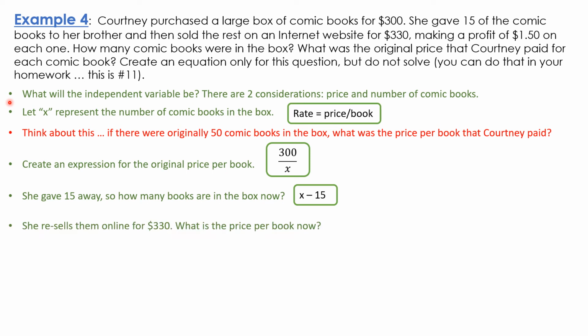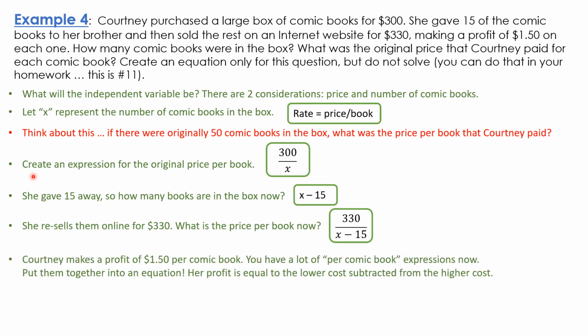We also know she resells them online for $330. What's the price per book now? So I want you to think about this before I show you the answer. What's the price per book now? This was our original price per book. What's the price per book now? So 330 over, she has 15 fewer of them. So it's not over X, it's over X minus 15. So I put those two previous expressions together to get our price per book now.